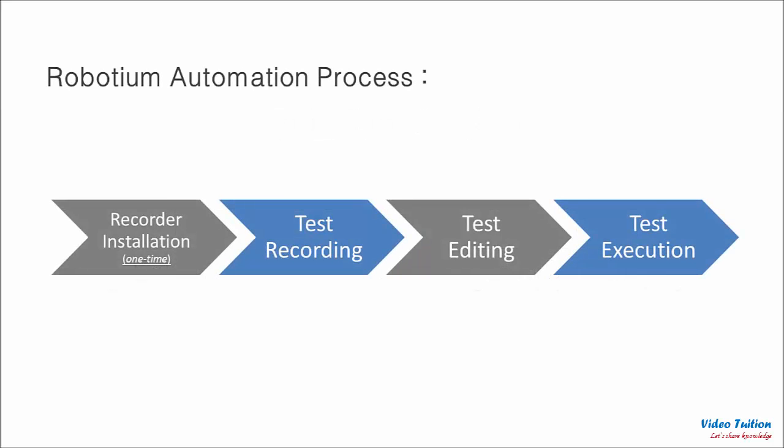Robotium automation process can be divided into 4 different stages. First one is Robotium Recorder plugin installation in Eclipse, which is a one-time activity. Second is recording the mobile test sequence using Robotium Recorder. Third is editing or modifying the recorded test flow. And last one is executing the automated test against the target device for the mobile application.